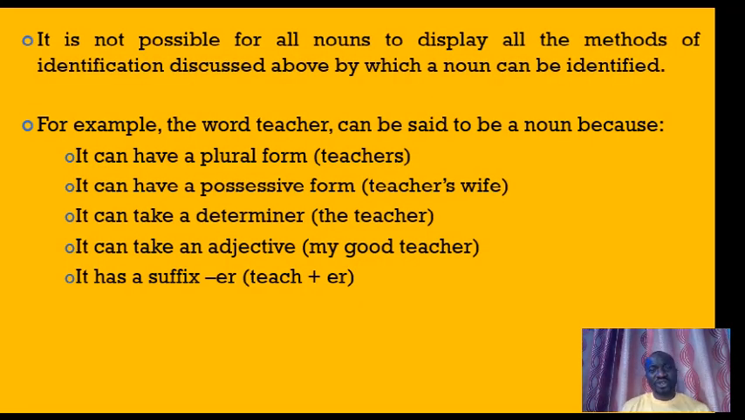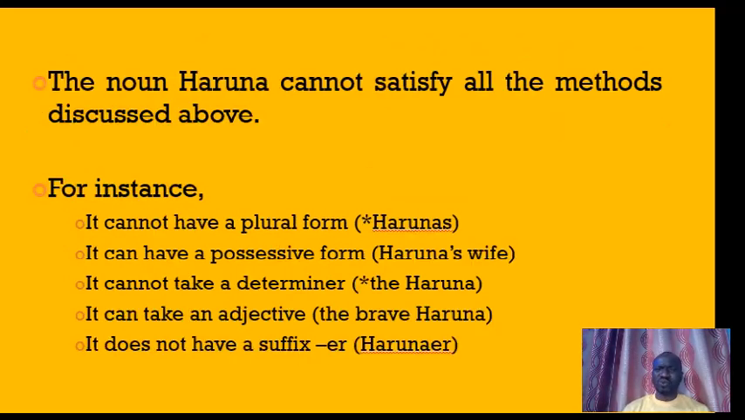It is not possible for all nouns to display all the methods of identification discussed above. For example, the word teacher can be said to be a noun because it can have a plural form, teachers. It can have a possessive form, teacher's wife. It can take a determiner, the teacher. It can take an adjective, my good teacher. It can also have a suffix, teach plus er, making teacher. But it is not every word that can function in that situation.